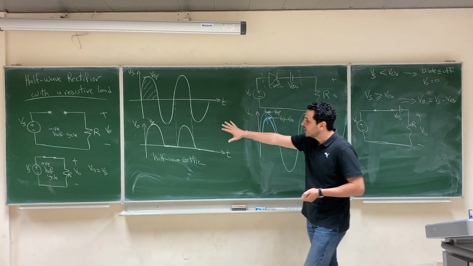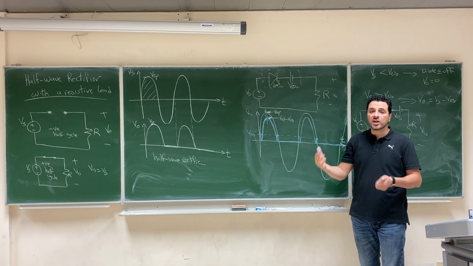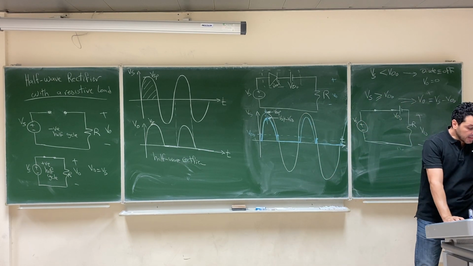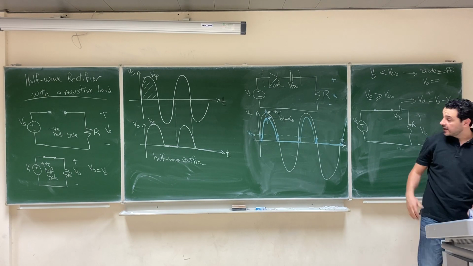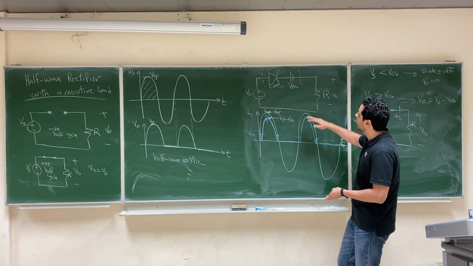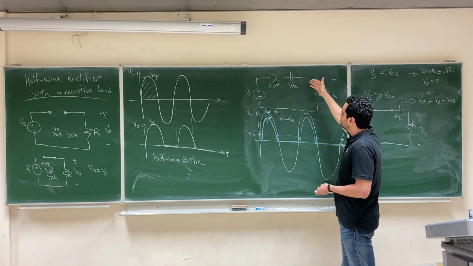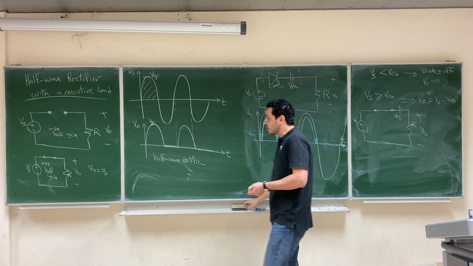So we assumed here an ideal diode, and here a constant voltage drop model. You can also assume the piecewise linear model and calculate the output in this case, and we can do it quickly. If you assume the piecewise linear model, all you need to do is add another resistor here. So the circuit will look like this.